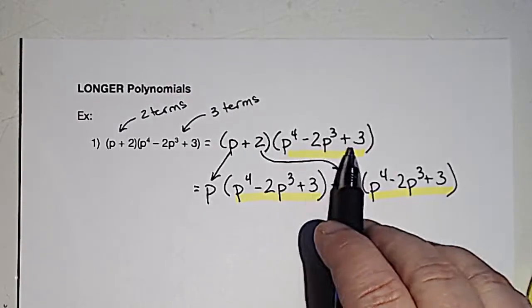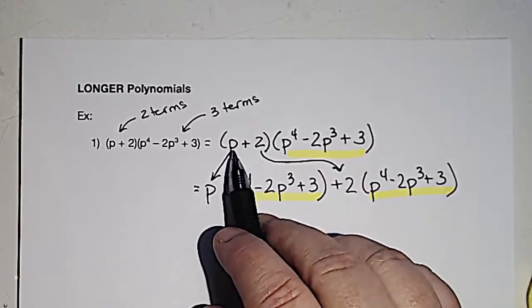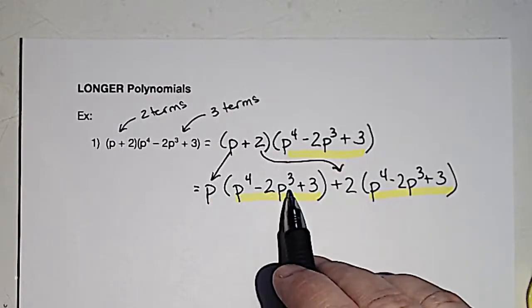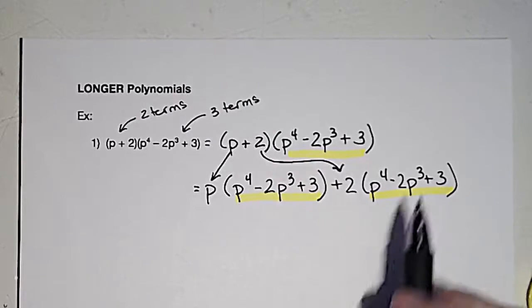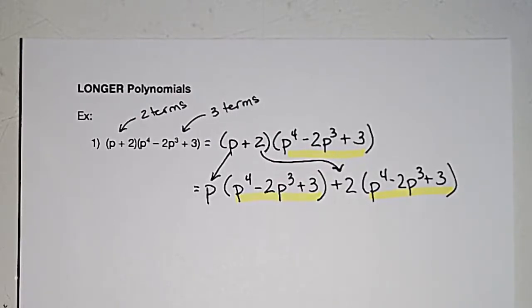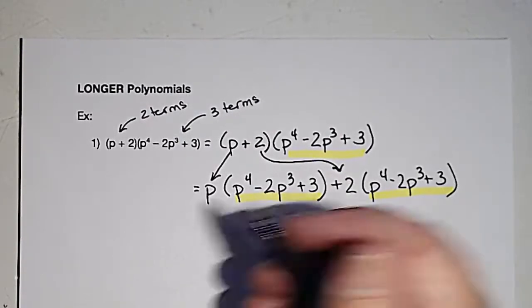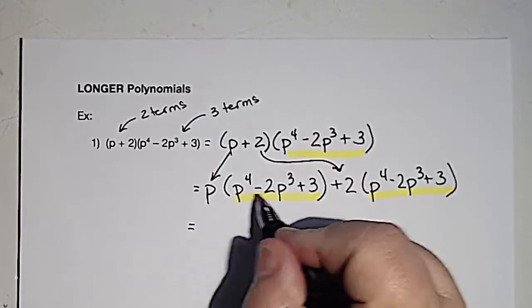So this polynomial appears now twice because p gets multiplied through and 2 gets multiplied through. So we're just taking them separately. It's like if you were going to go on a trip with someone, but you took different airplanes. Okay, so let's multiply p through.